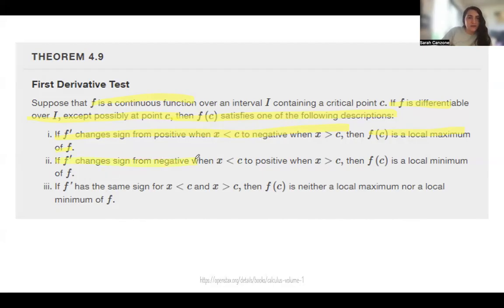If f prime changes from negative to positive, then f has a local minimum. If it has the same sign, then it's neither a maximum nor a minimum. It's just a point on the graph. So this is going to be a very, very important concept that we're going to be using quite a bit from here on out.